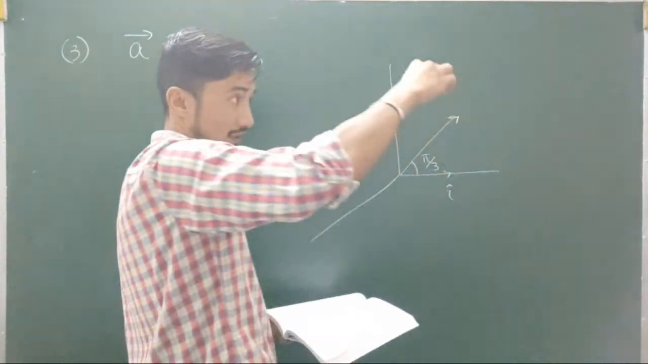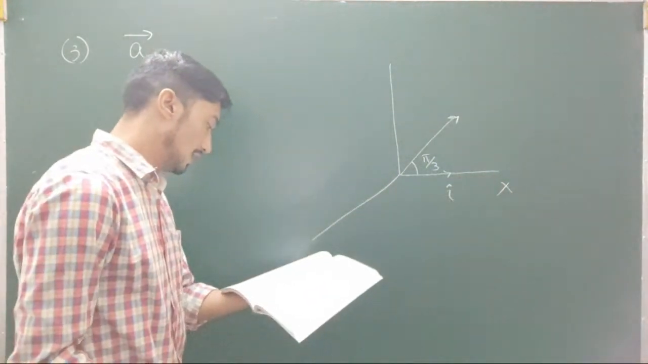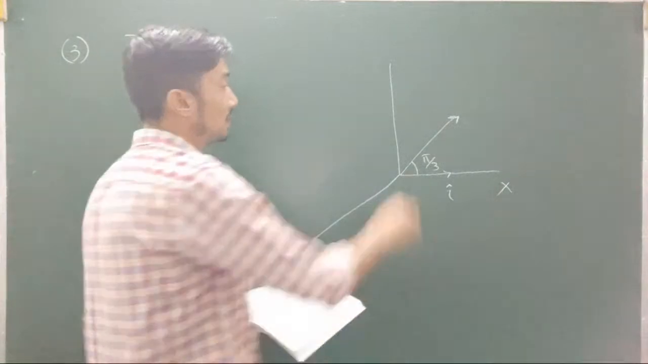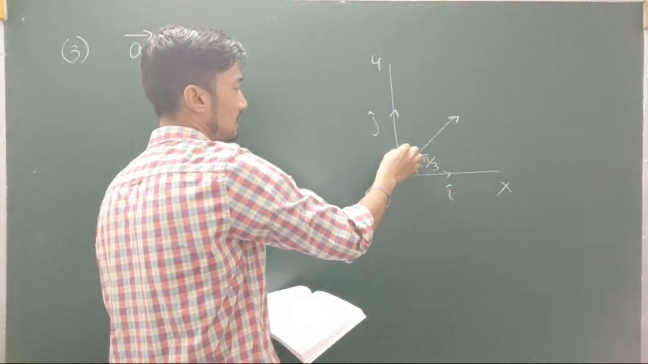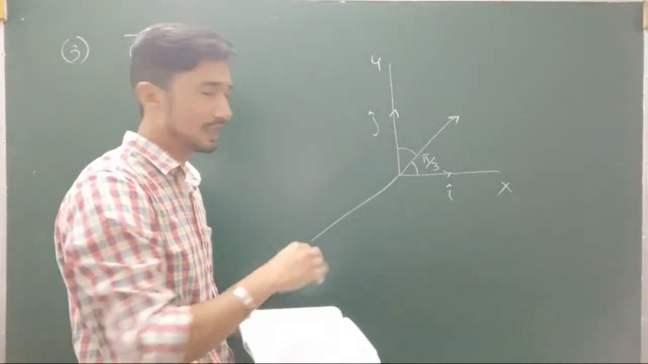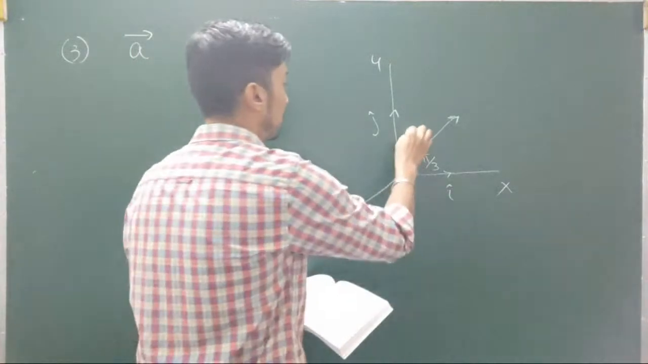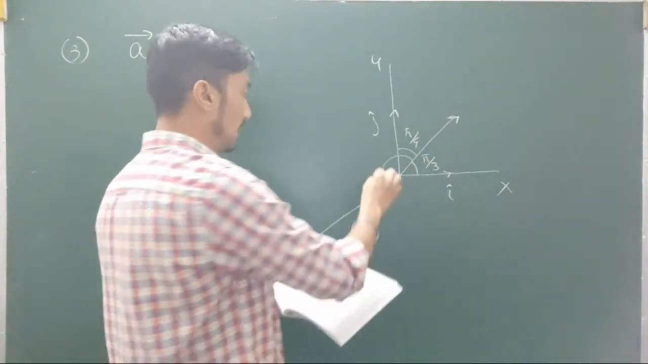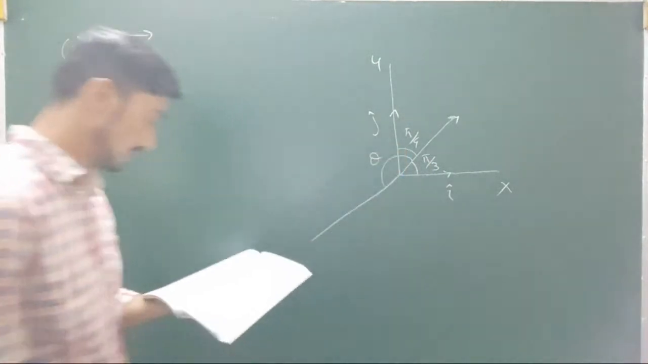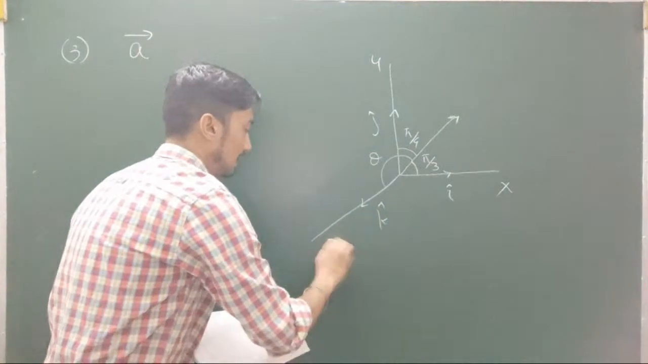Actually it's like this: pi by 3 with i cap, meaning the x-axis, and pi by 4 with j cap, which represents the y-axis. So maybe something like this. It's a 3-dimensional figure, so we really cannot be perfect in the way we draw the figures. So this is pi by 4, and with the z-axis we have to find out another acute angle with the k cap, that is the z-axis.